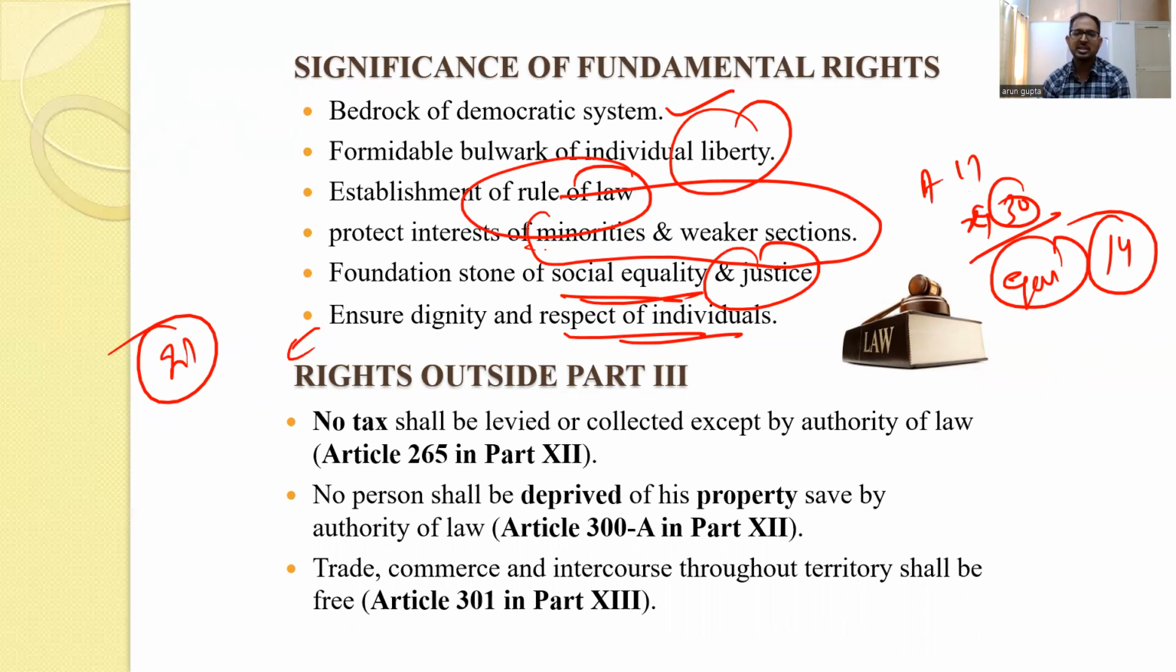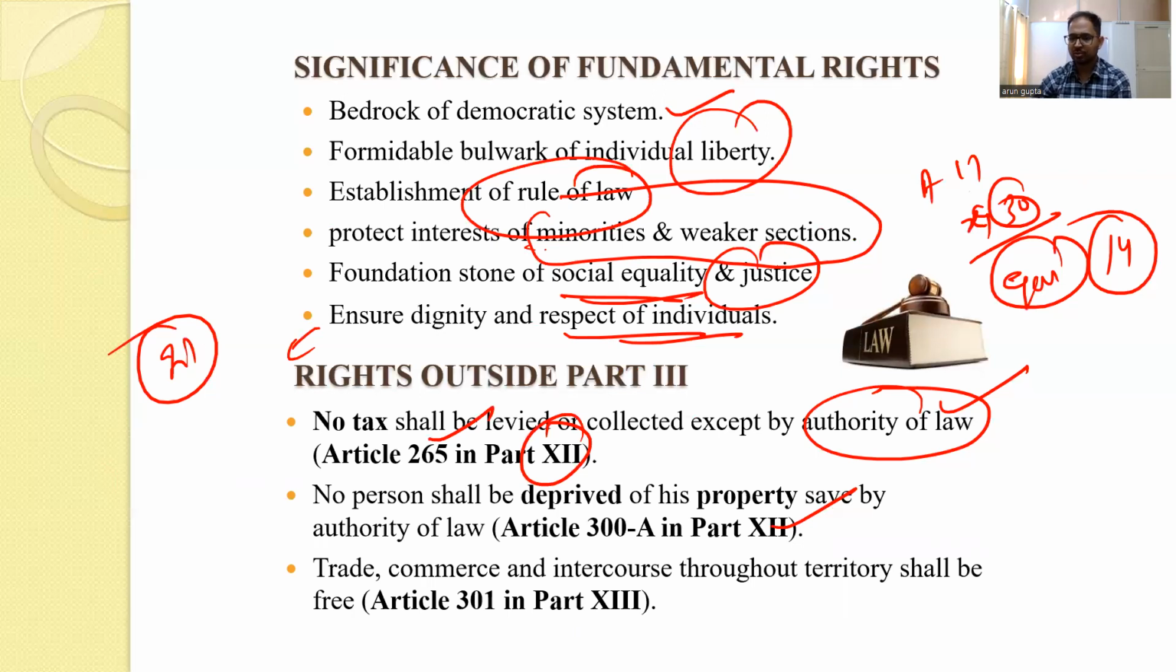Then there are a few rights outside fundamental rights. They are very important. For example, no tax shall be levied or collected except by the authority of law under Article 265, Part 12, right? So no one can be compelled to pay taxes other than by the authority of law. Then no person shall be deprived of property, Article 300A, we just talked about. And then trade and commerce throughout the territory shall be free. So you are free to perform trade and commerce throughout the country. You do not have to pay taxes just because you are having your trade within some territory of India, like custom duty or any other trade. Okay. This was all about the basics of fundamental rights.